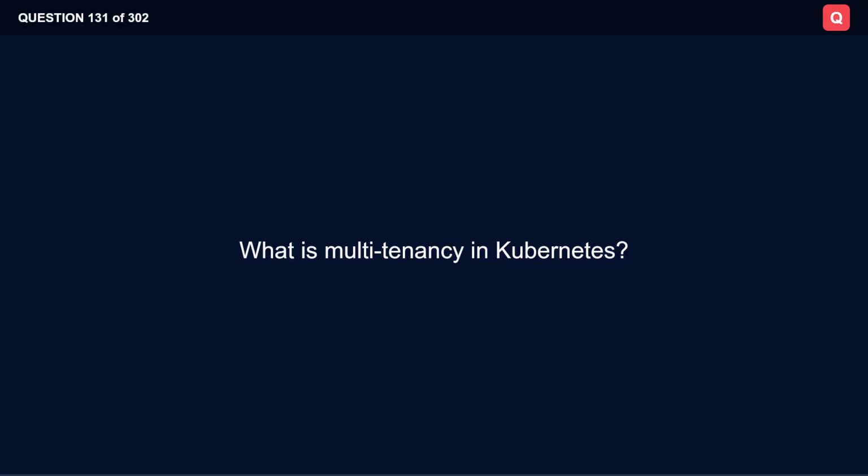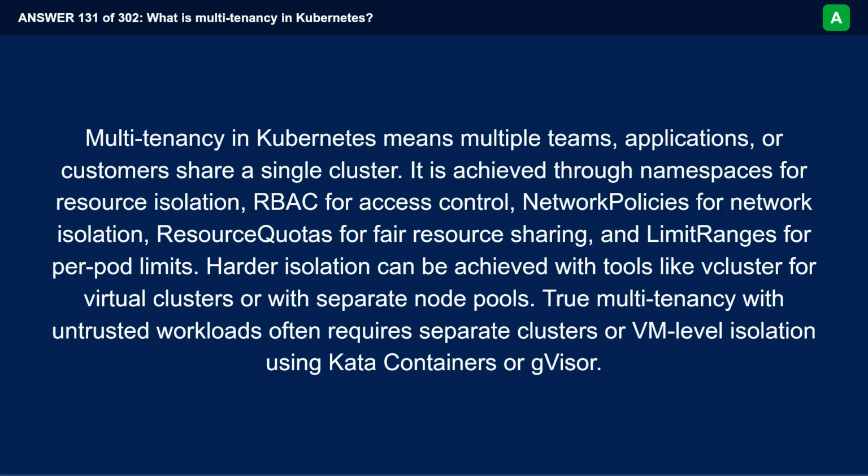What is multi-tenancy in Kubernetes? Multi-tenancy in Kubernetes means multiple teams, applications, or customers share a single cluster. It is achieved through namespaces for resource isolation, RBAC for access control, network policies for network isolation, resource quotas for fair resource sharing, and limit ranges for per-pod limits. Harder isolation can be achieved with tools like vCluster for virtual clusters or with separate node pools. True multi-tenancy with untrusted workloads often requires separate clusters or VM-level isolation using Kata Containers or gVisor.